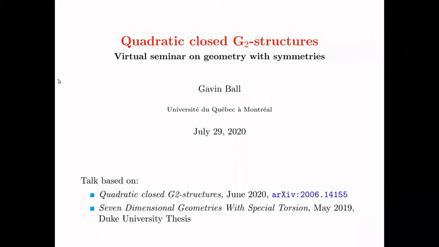Okay, so the title of my talk is Quadratic Closed G2 Structures, and it's based on a preprint I put on the archive last month, which itself contained material that appeared in my PhD thesis. Okay, so let's get started. I want to explain a little bit what is a closed G2 structure, etc. Anna Fino in the first talk of the seminar series gave a great survey of closed G2 structures, but I'm not going to assume that everyone here attended that or remembers all the details.